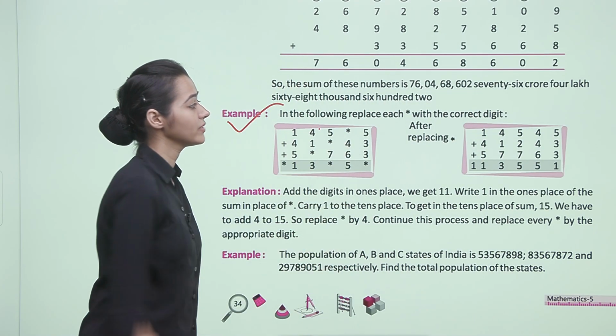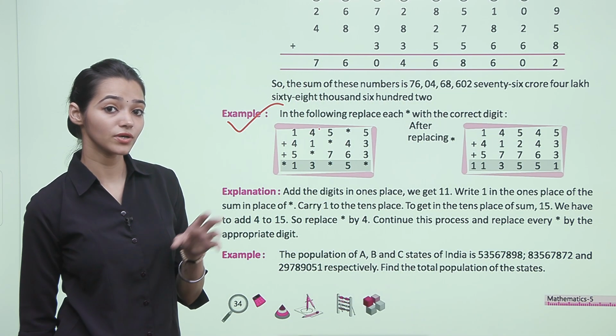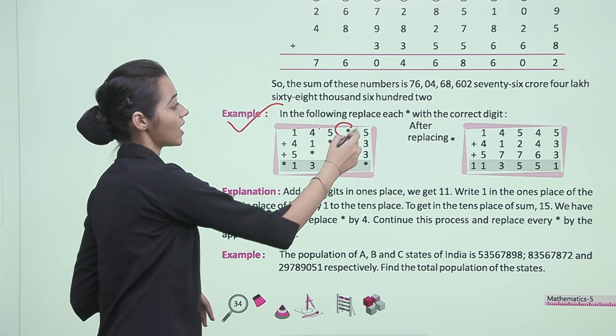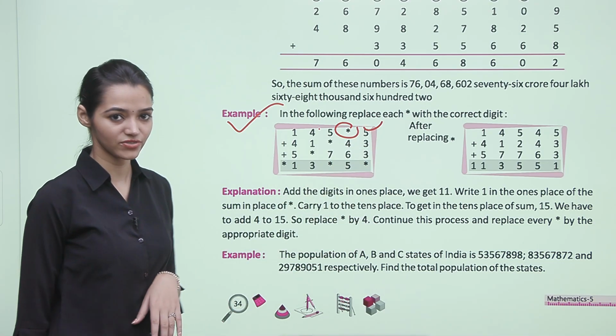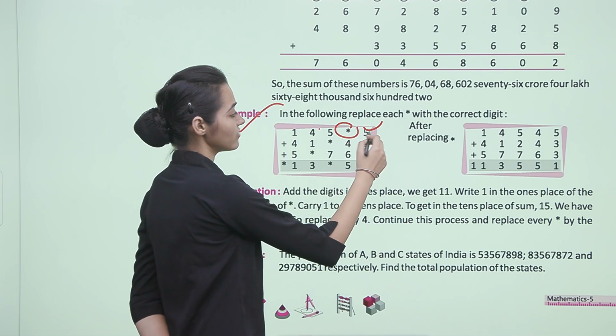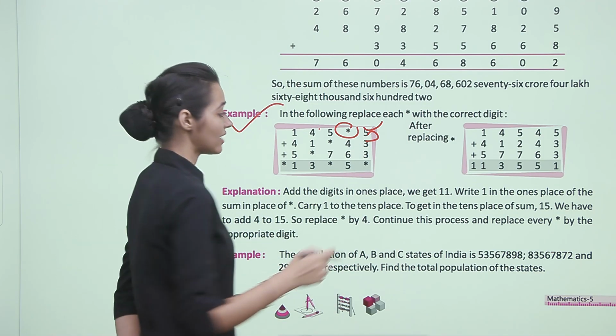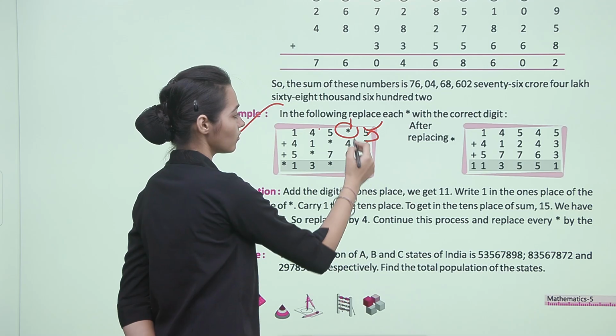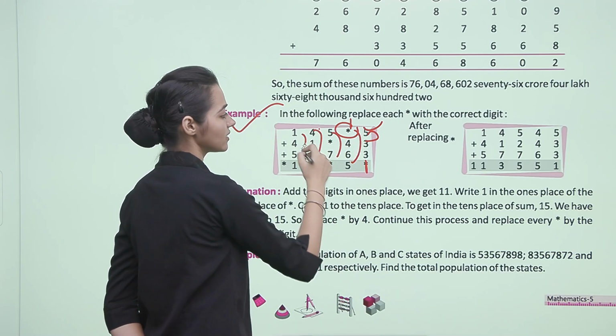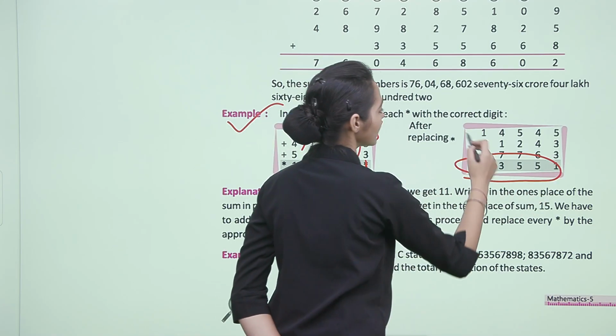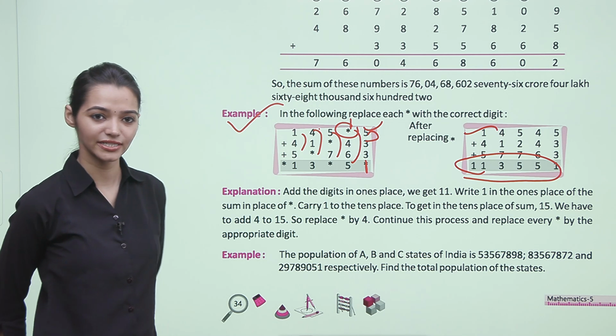Now in the next example, we have to find the number which is replaced with the star and write the correct digit after replacing. So we know that 5 plus 3, 3 plus 3, that is 6, 6 plus 5, that is 11. So 1 is carried forward, and as we keep adding the numbers, these are the digits that we get after replacing the correct digit.